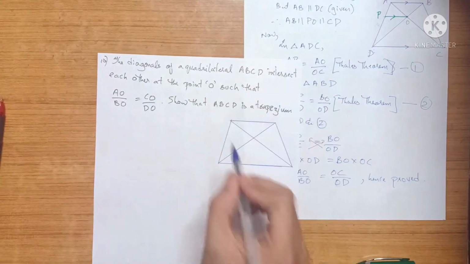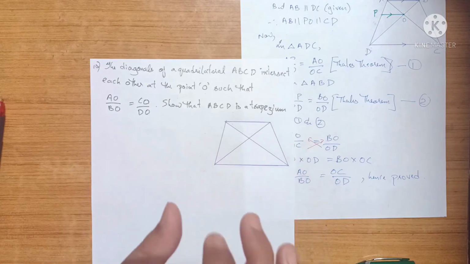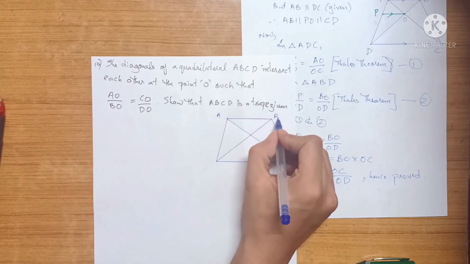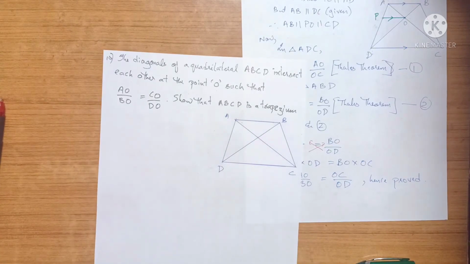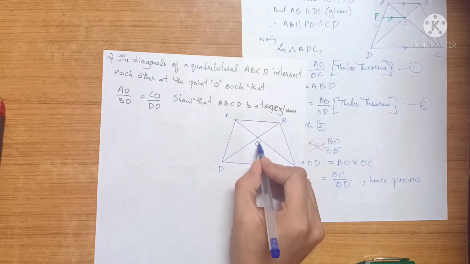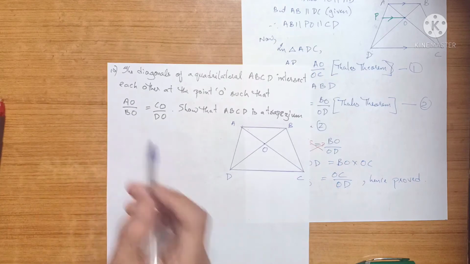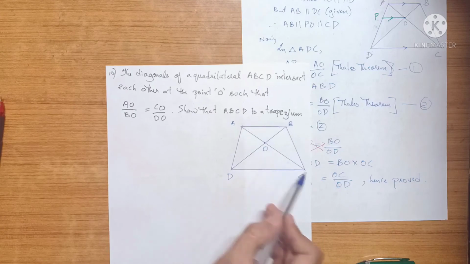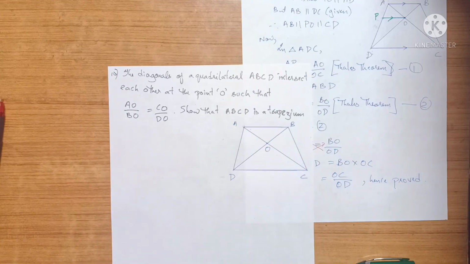The diagonals of a quadrilateral ABCD. So this is a quadrilateral, not a trapezium. Don't get confused. Quadrilateral means any four-sided figure. The diagonals intersect each other at point O, such that AO by BO equals CO by DO. This is already given. We have to show that ABCD is a trapezium.